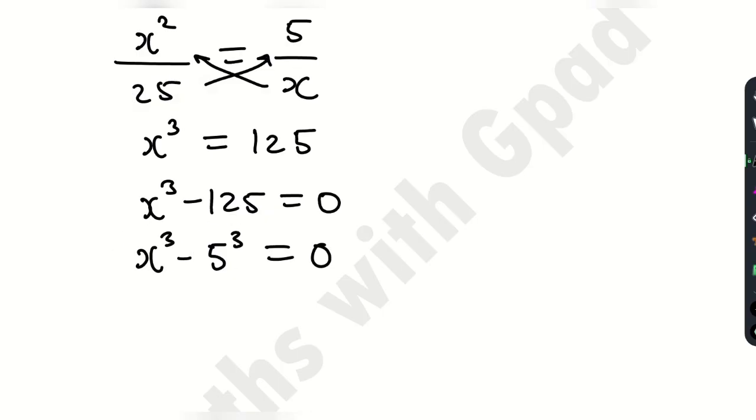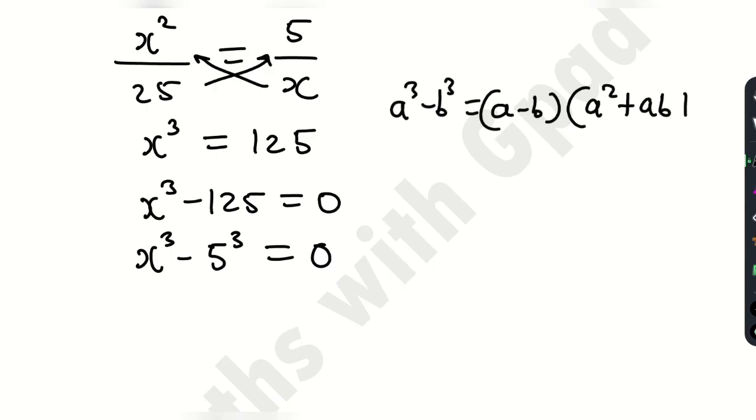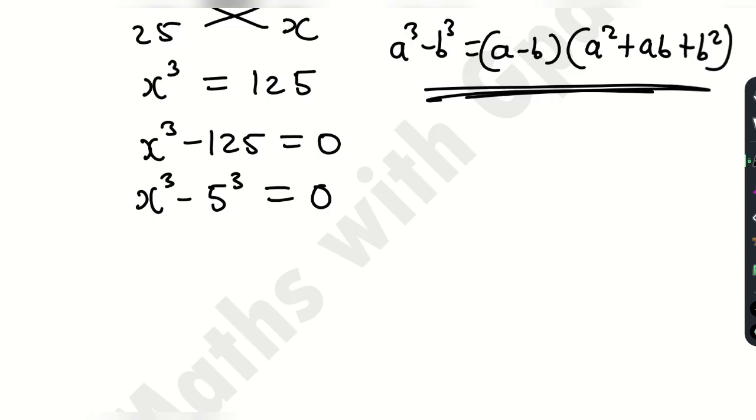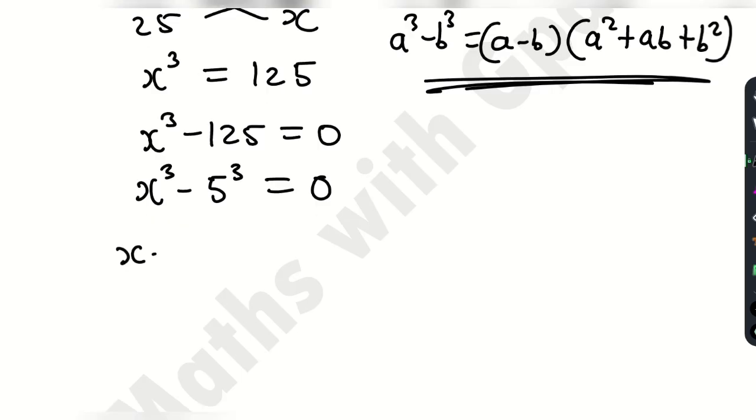From one of the algebraic identities, if you have a cubed minus b cubed, this is equal to (a minus b) times (a squared plus ab plus b squared). This is the algebraic identity we're going to use with x cubed minus 5 cubed. So it's going to be x minus 5, bracket, what do we have here? a squared plus ab plus b squared.